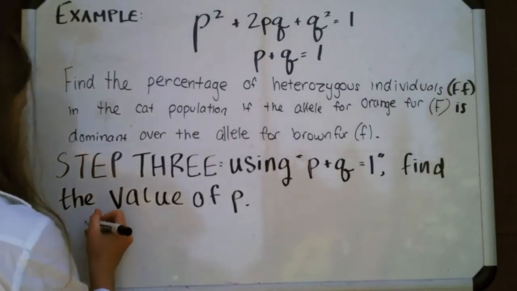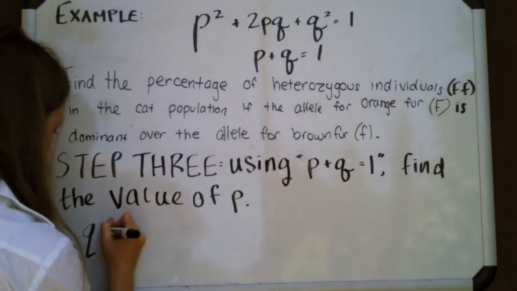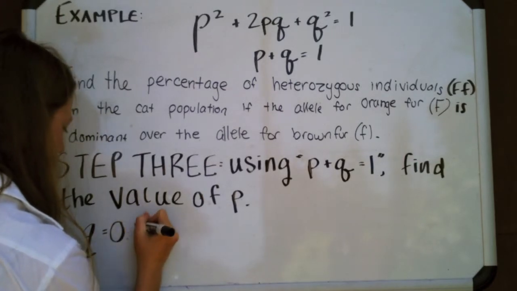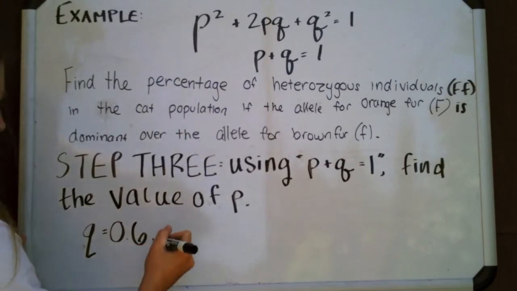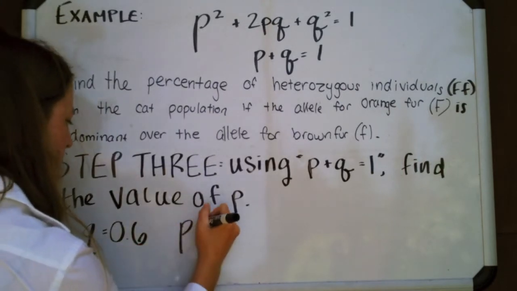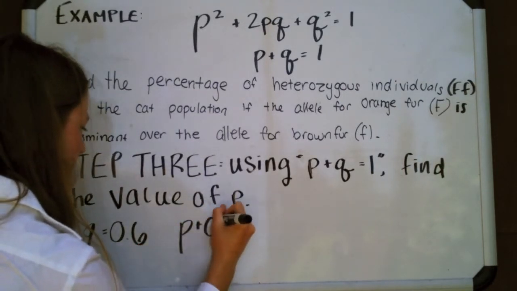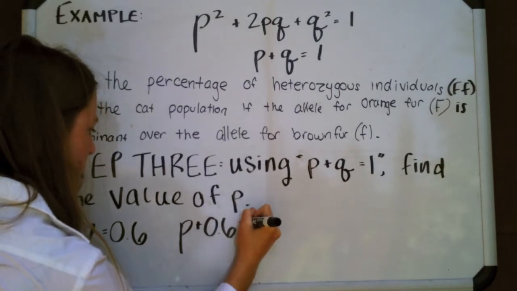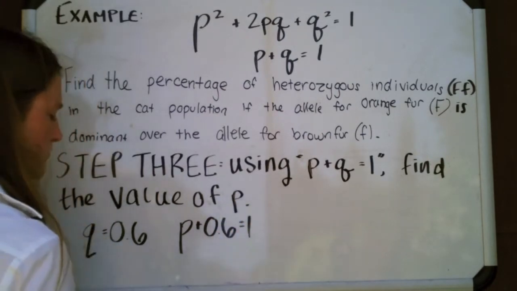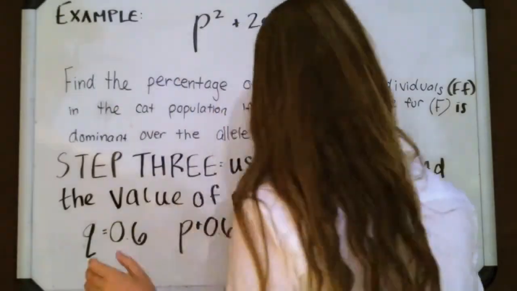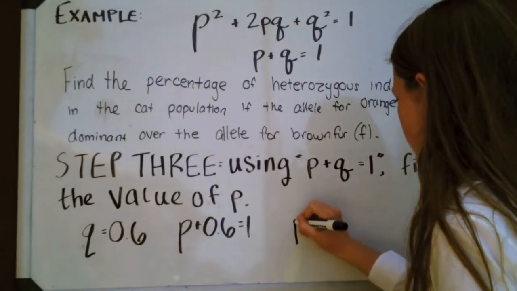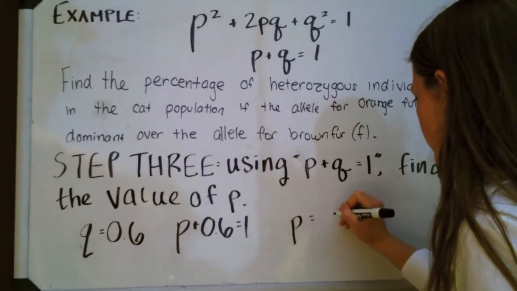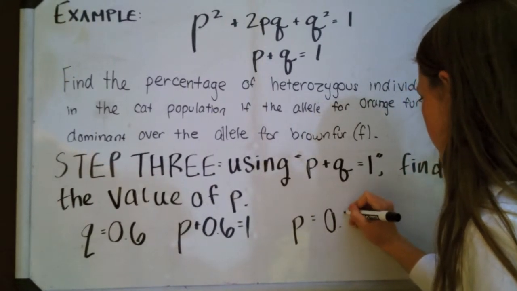In step 3, we'll use one of our original equations, p plus q equals 1, to find the value of p. First, we substituted the q value that we got in the last step, 0.6, into the equation, so that you would get p plus 0.6 equals 1. Then, using skills learned in Algebra 1, we would subtract 0.6 from both sides, and we would get p is equal to 0.4.